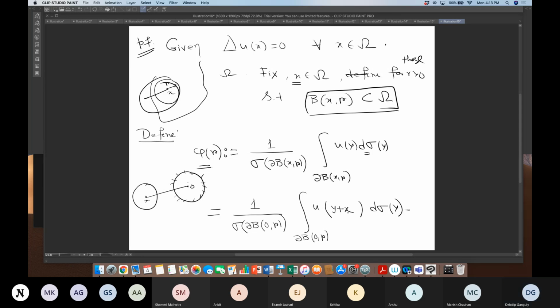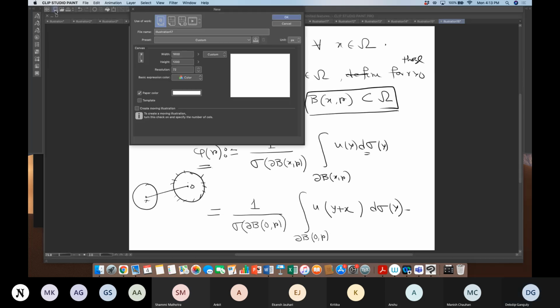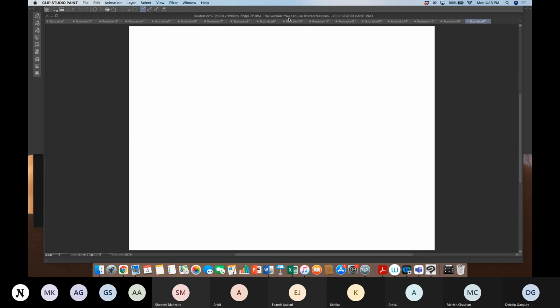Is that clear? And the measure should be the same, because ∂B(x,r) is equal to ∂B(0,r), because this sigma is the n minus 1 dimensional Lebesgue measure and we know that the Lebesgue measure is translation invariant. Is that clear? The Lebesgue measure of the surface of the ball is equal. Okay, good. So what I have now, phi of r is 1 by sigma of ∂B(0,r).